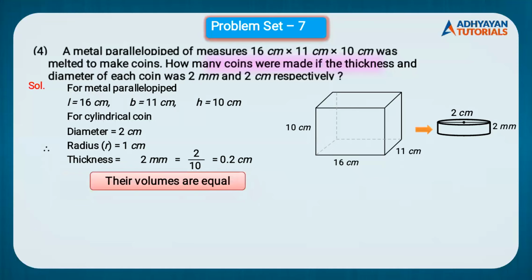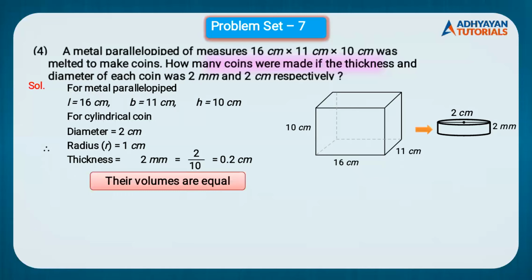So students, tell me, is it the case that the volume of one cuboid is equal to the volume of one coin? Is it the case? No. Because from one cuboid, one coin is not made. That's why they're asking the question, how many coins are made? That means it is a hint given to us that from one cuboid, many coins are made. And how many coins are made? That is the question they have asked us. So here volumes are equal. So whose volumes are equal? The volume of one cuboid is equal to the volume of all the coins made. Is it clear to all of you?